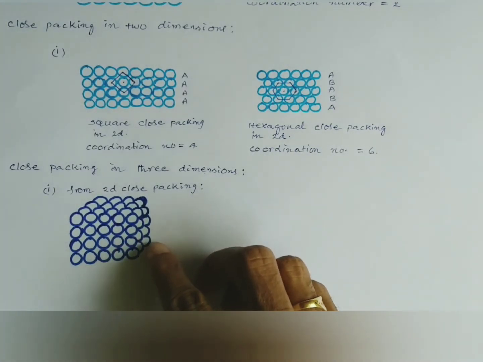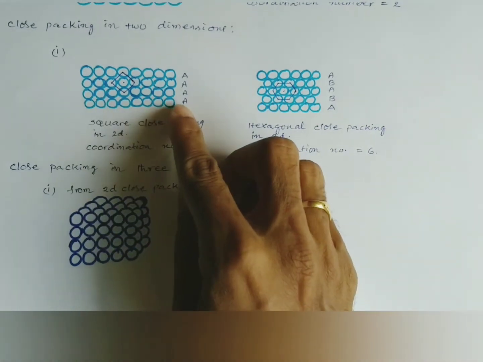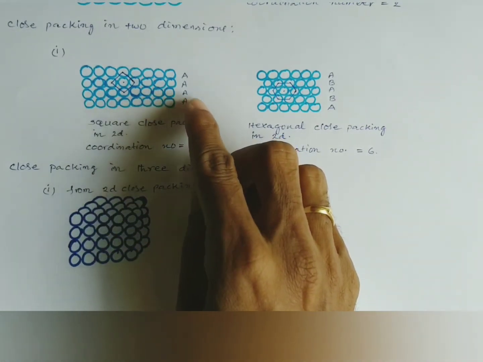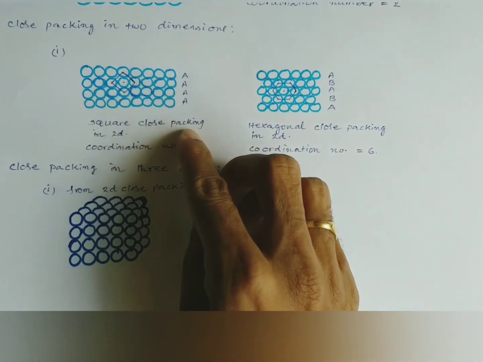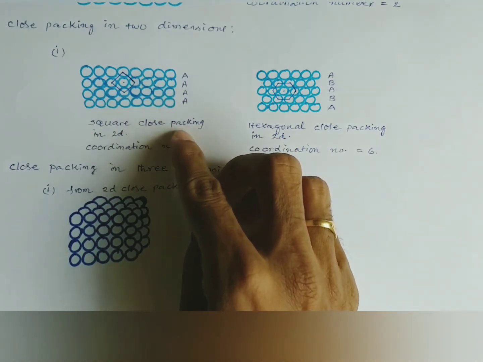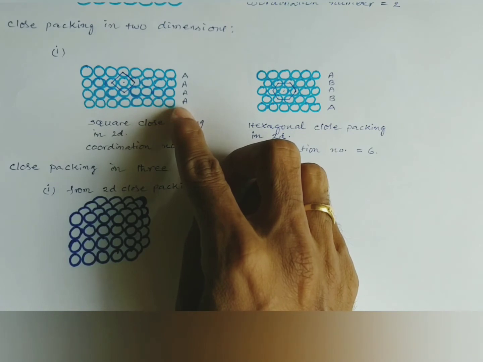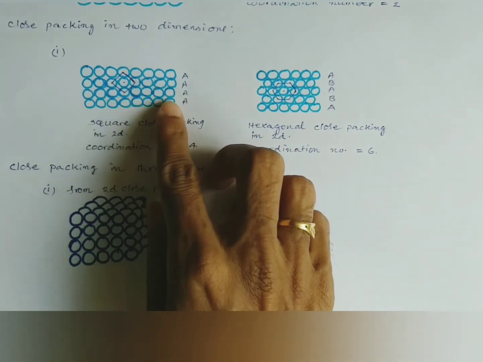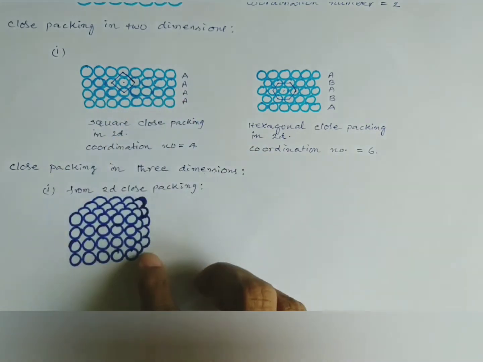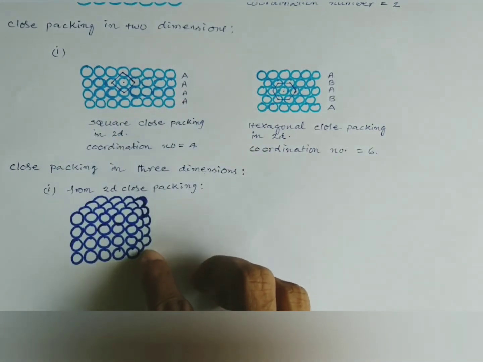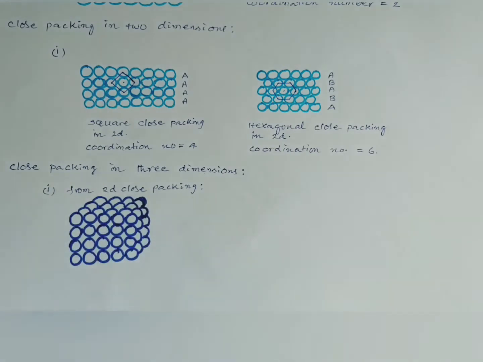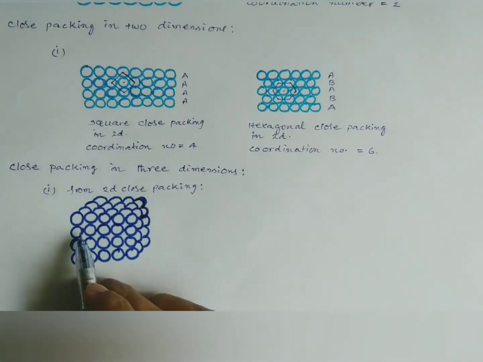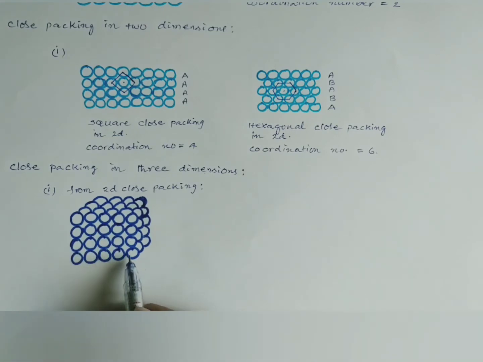So this is the 3-dimensional close packing. It is obtained by laying the square close packing layers obtained in 2-dimensional close packing one above the other. So these layers are laid one by one above the other so that this type of packing is obtained. And if you take the layers of atoms, all are identical. So this is similar to this and this is similar to this.